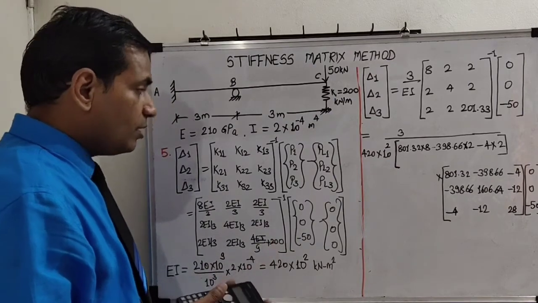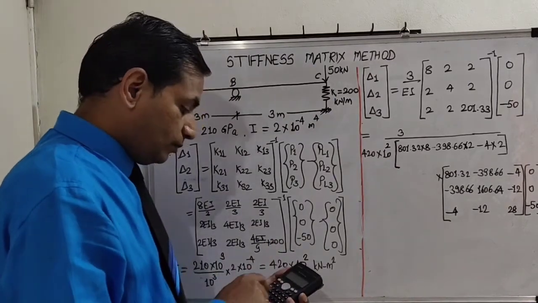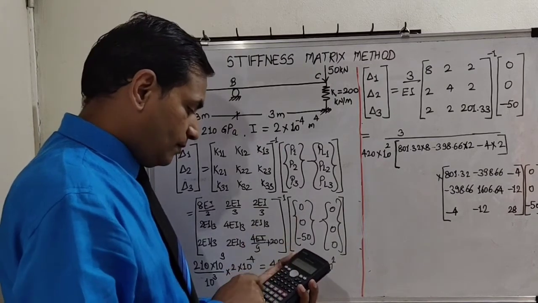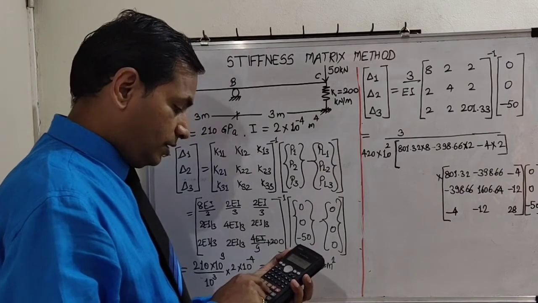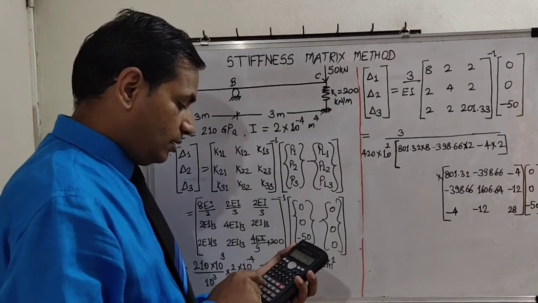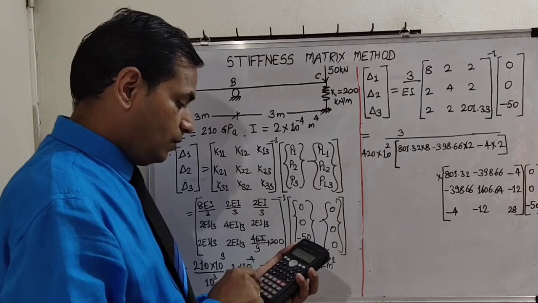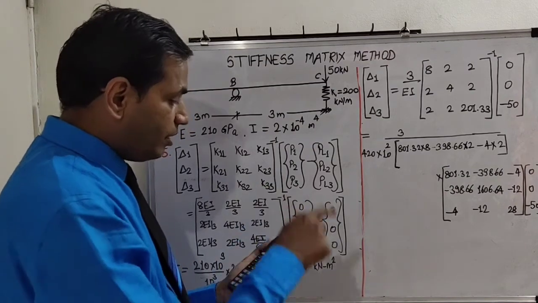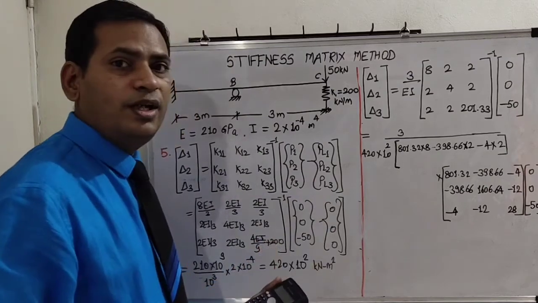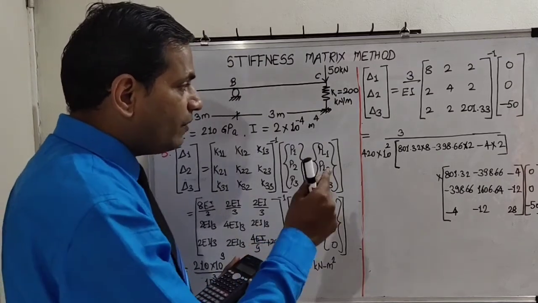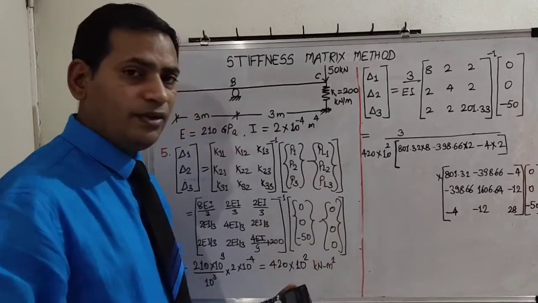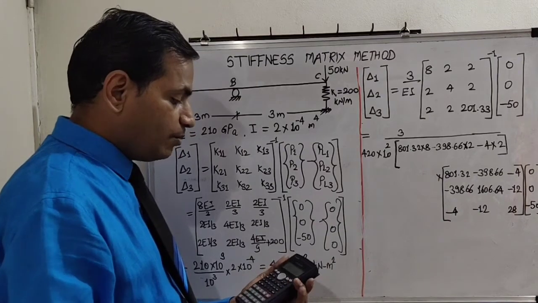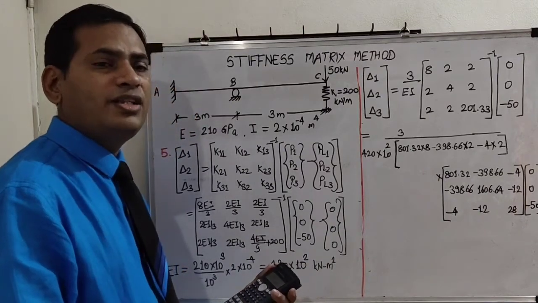So in the denominator, 420 into 10 square into bracket 801.32 into 8 minus 398.66 into 2 minus 4 into 2 is 8. So the denominator is 2.35 into 10 raised to 8. So 3 divided by 2.35 into 10 raised to 8. So this value is 1.27 into 10 raised to minus 8.